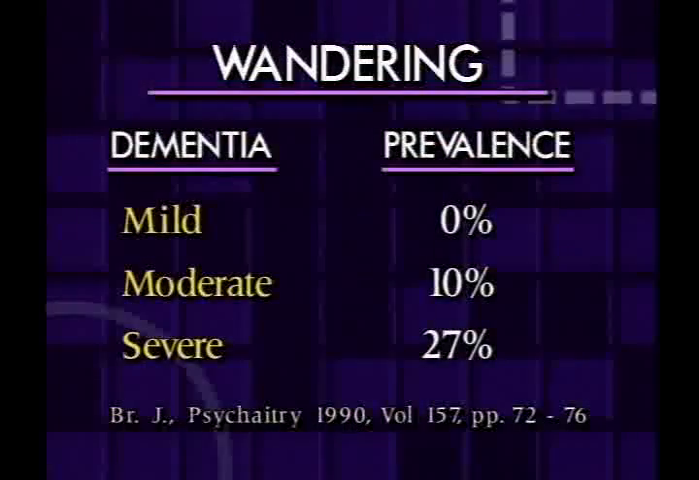Likewise, wandering is oftentimes bothersome and disruptive, either at home or in the nursing home. We can see from the next slide that mildly demented patients have a relatively low incidence of wandering. They can generally reorient themselves. On the other hand, severely demented patients oftentimes wander, up to 27%.